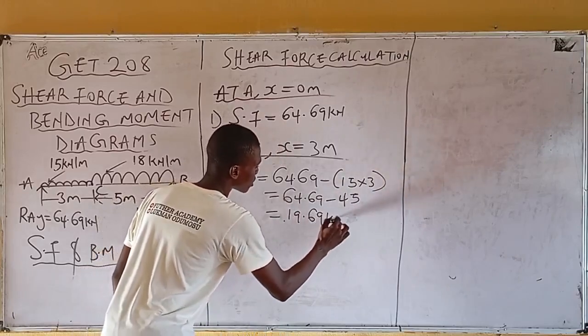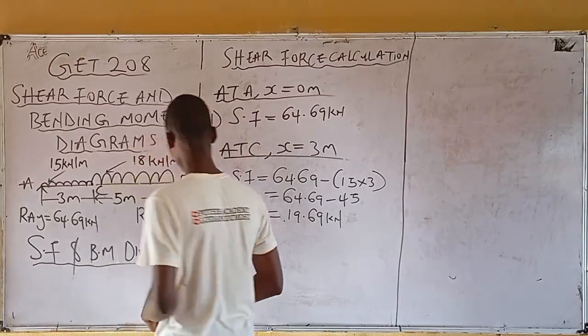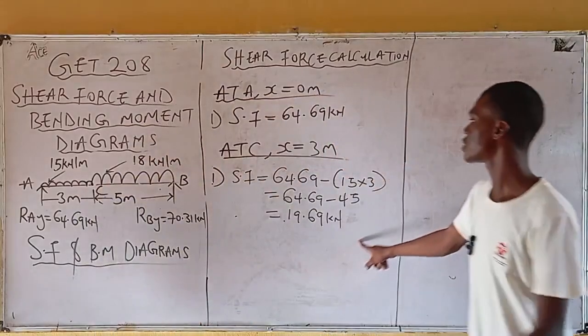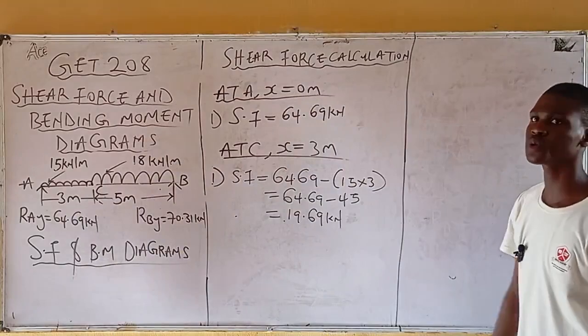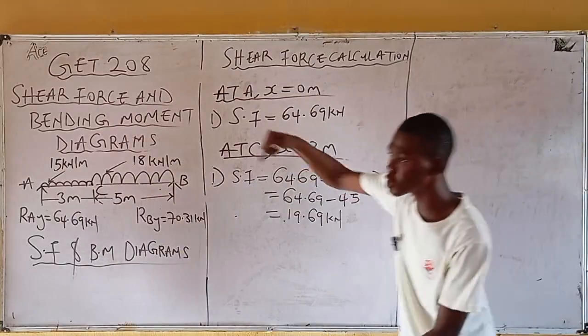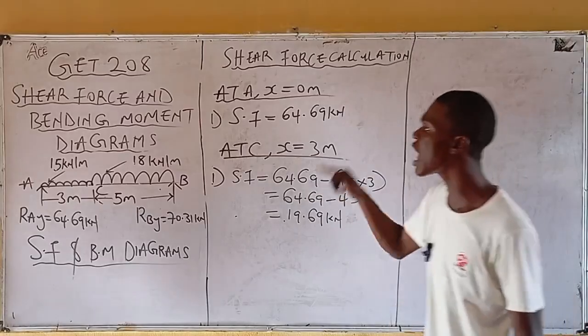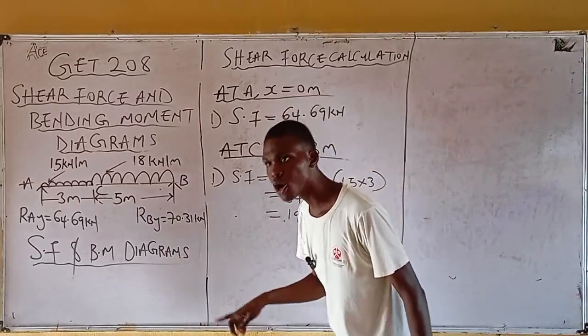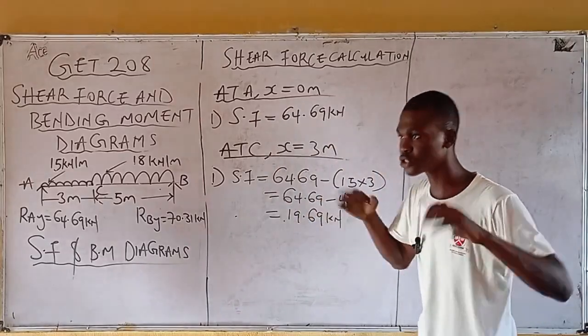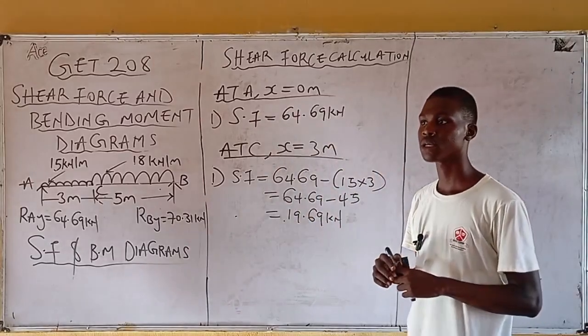90.69 kilonewton. This is the first condition of shear force. Number 2 condition of shear force says what? Plus the force on that point. But ask yourself, do we have any force on this point? No. Meaning you are moving on. Continue your calculation.